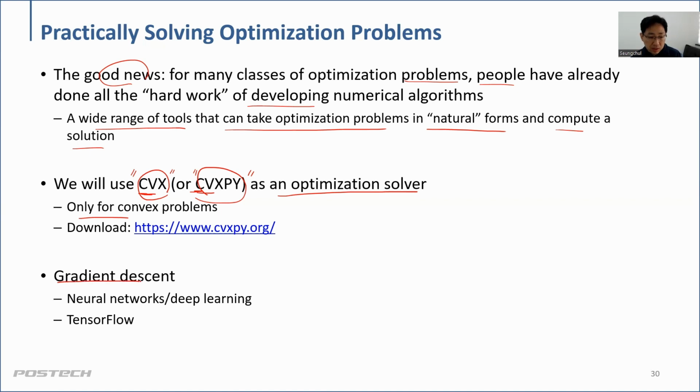And gradient descent is for neural nets or deep learning. You might have heard that TensorFlow is developed by Google, and basically TensorFlow is an optimization solver that most likely uses the gradient descent method behind the scenes.